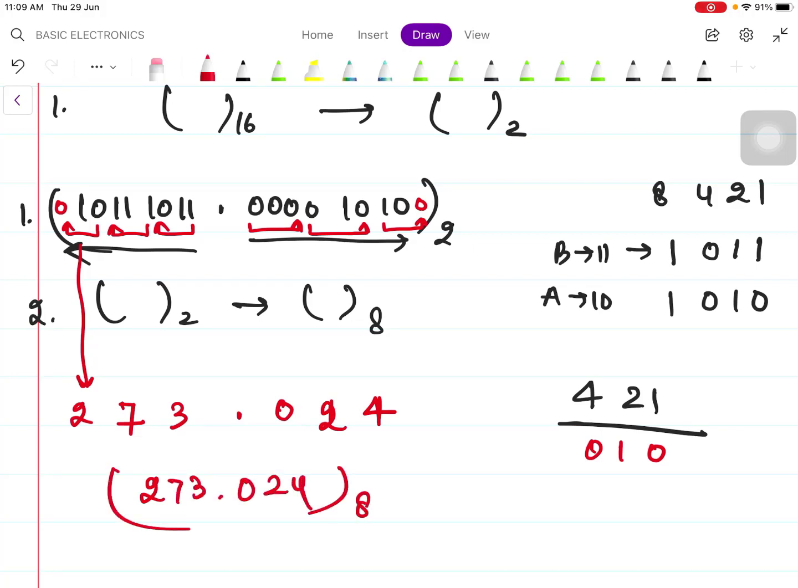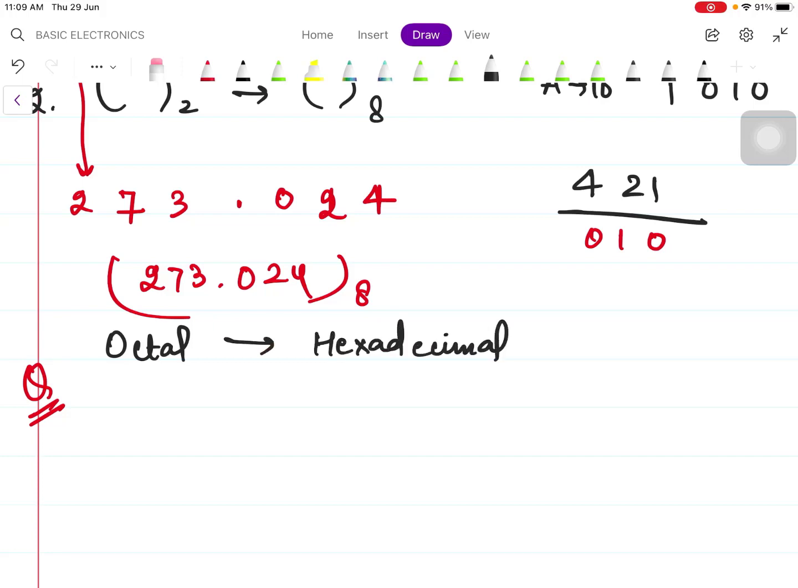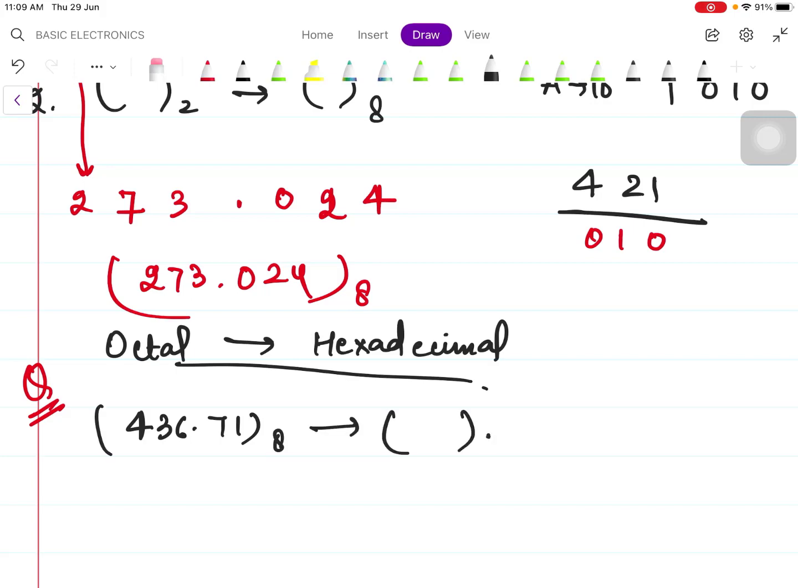The same method will be followed while converting from octal to hexadecimal. Take a question from me and comment in the comment box what your answers are. Octal to hexadecimal: I am giving you the question. Follow the same method as I have told you above and comment in the comment box. I will be waiting for your answers. So this is the question.